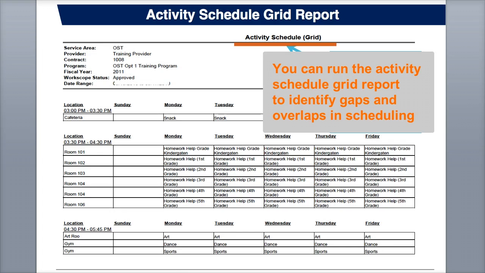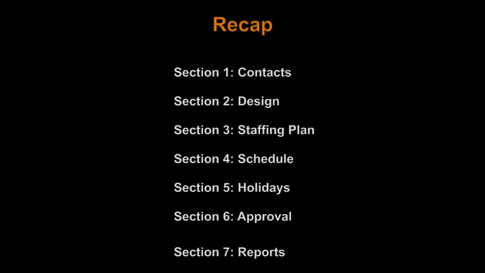After satisfying all DYCD internal controls and reviewing reports, please proceed to the Approval tab and click Submit. Clicking Submit will change your Workscope status from Not Submitted to Submitted and notify your DYCD Program Manager that your Workscope is ready for their review. Once a Workscope is approved, all the activities in the Schedule section will be transferred to the Main Activities tab within the live site.